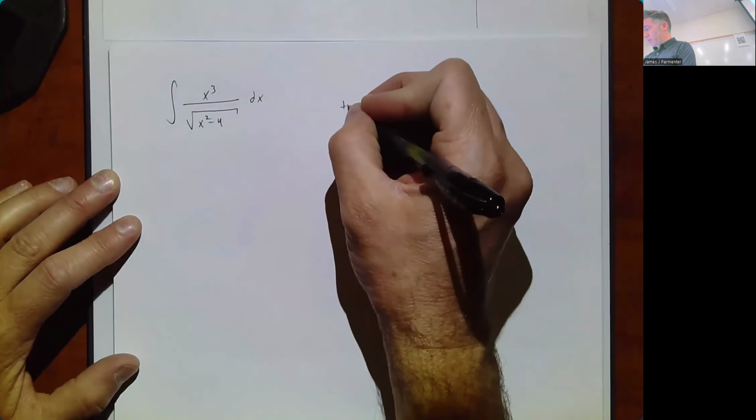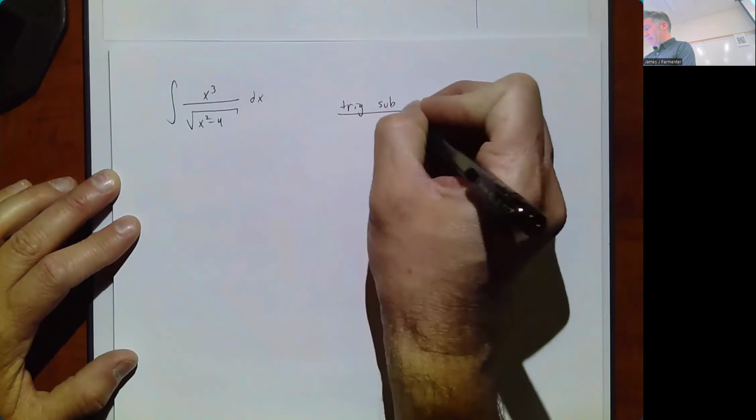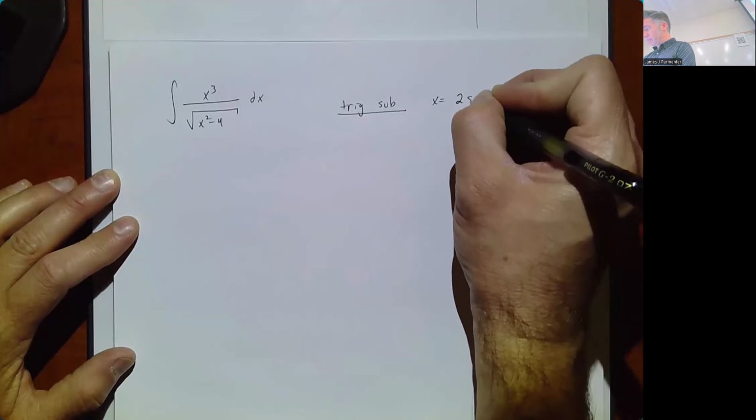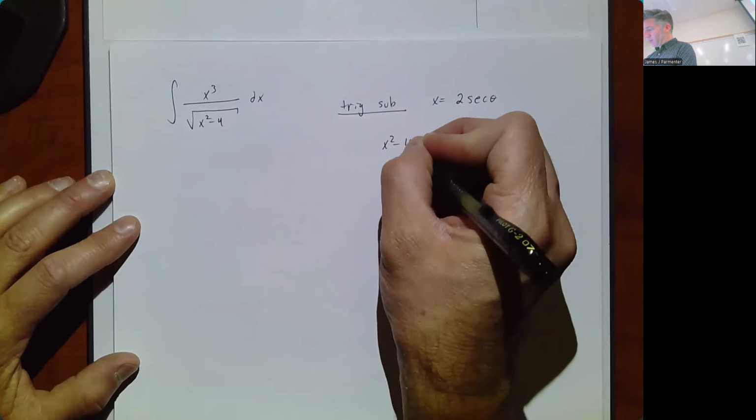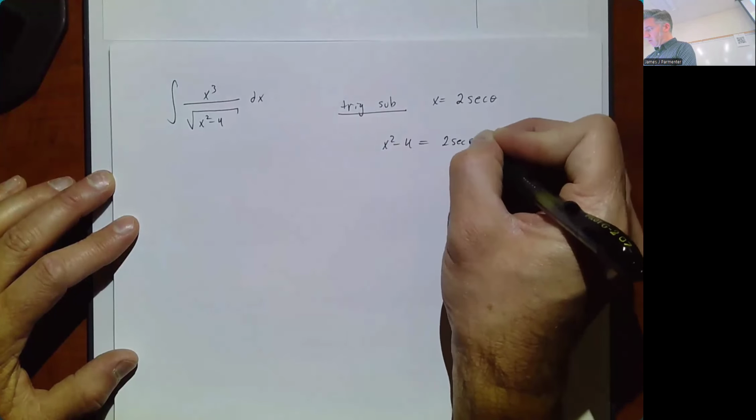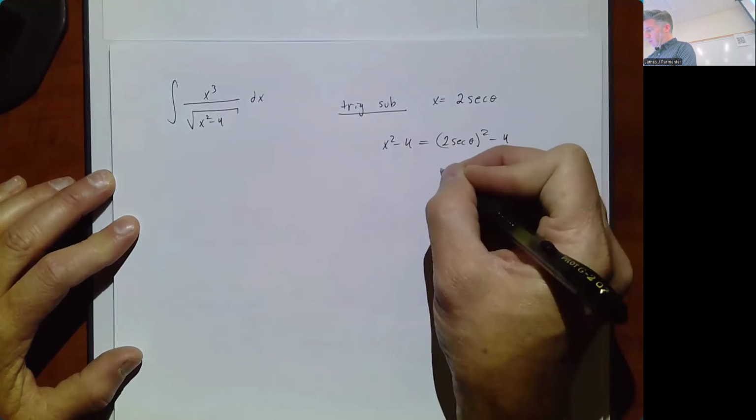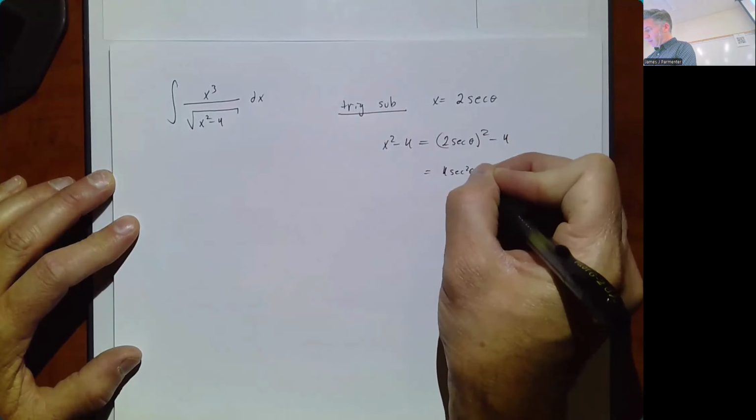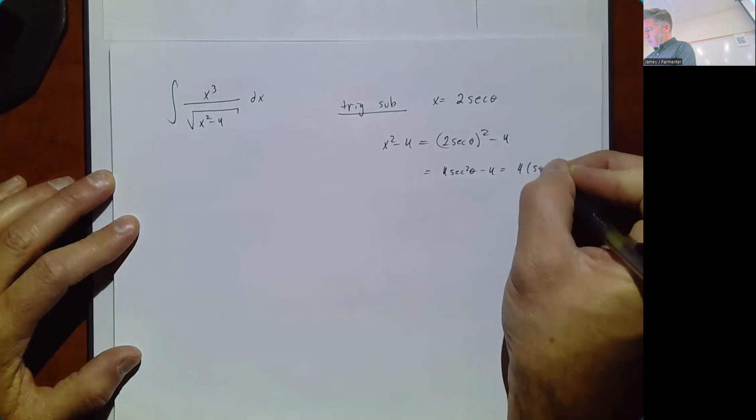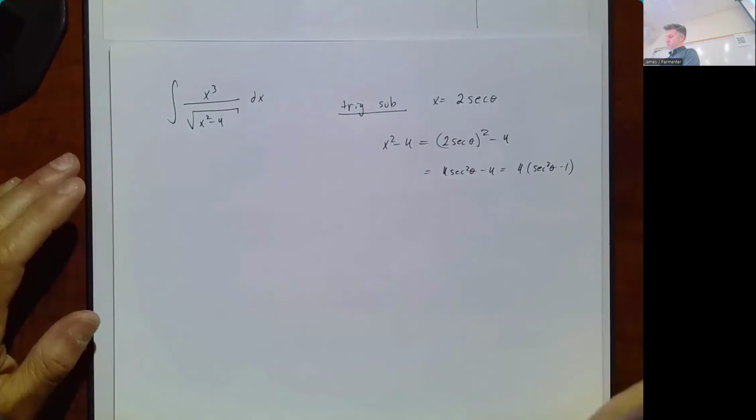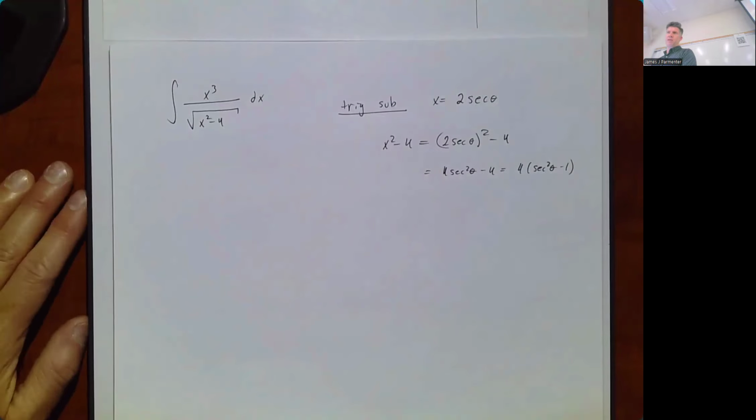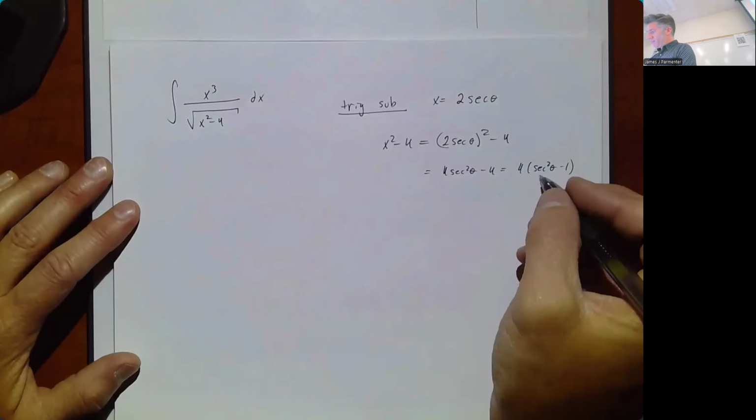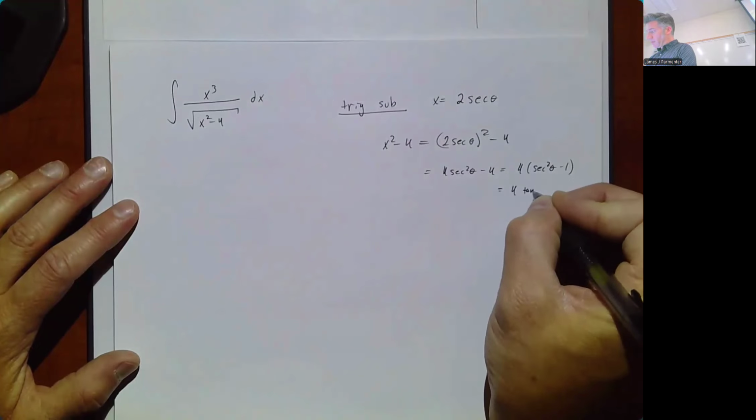If you were going to do it as a trig sub, the trig sub would be letting x equal 2 times secant of theta. So that x squared minus 4 would become 2 secant theta quantity squared minus 4, which is 4 secant squared theta minus 4. Then you factor out the 4. And secant squared theta minus 1 is tangent. Am I saying that wrong? 1 plus tangent squared equals secant squared. Yeah, secant squared theta minus 1 is equal to tangent squared. Yeah, sorry. But we're not going to do that.